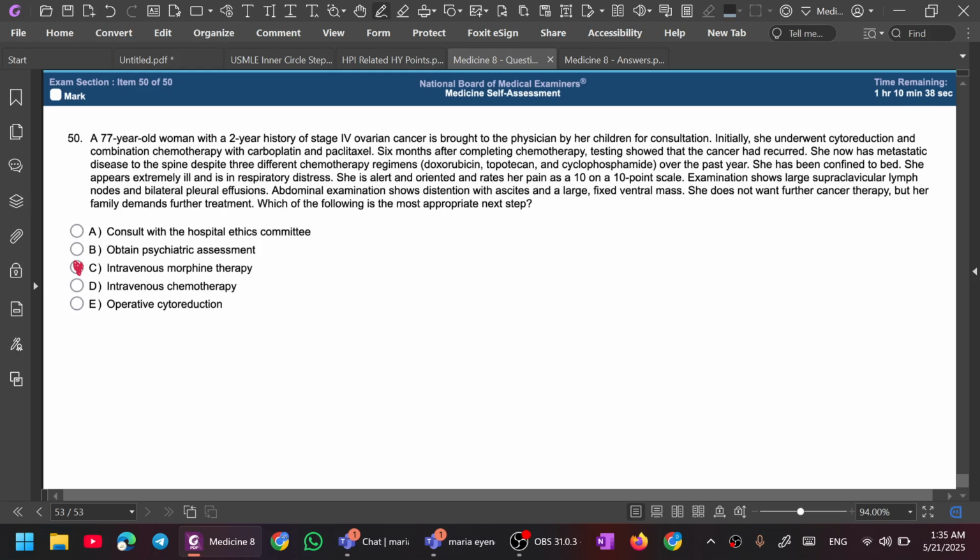This often allows them to avoid further invasive diagnostic and therapeutic interventions and to instead be as comfortable as possible for the remainder of their life, when addition of therapy would not meaningfully extend the quantity of life remaining. For this patient, the most appropriate next step would be to provide adequate pain control with IV morphine therapy so that she can be in as little pain as possible until death.